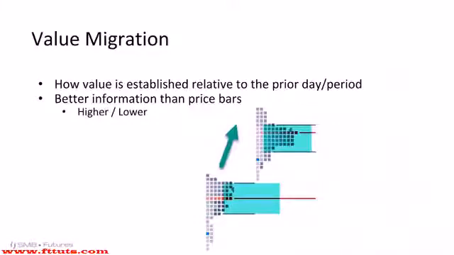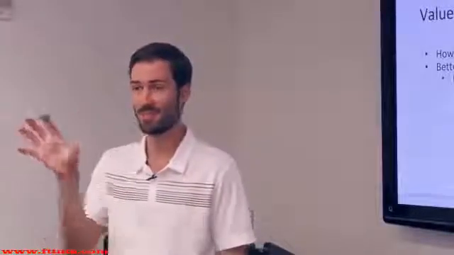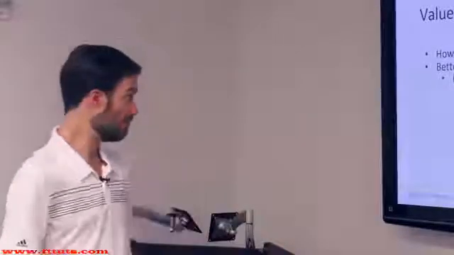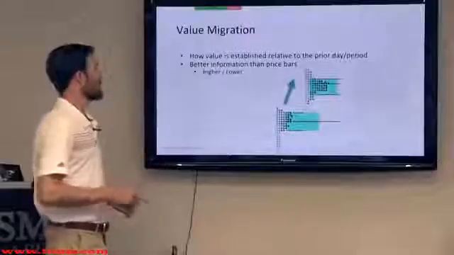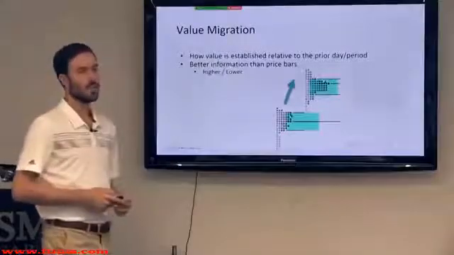All right, I think this is one of the last topics, and we'll get out of here. Value migration, okay? How value is established relative to the prior day or whatever period you're looking at, year to year. You know, we could really, 5 minutes to 5 minutes, you could make little 30-second profile periods and group them into 5-minute chunks. You can do whatever you want with this. It gives us better information than price bars alone.